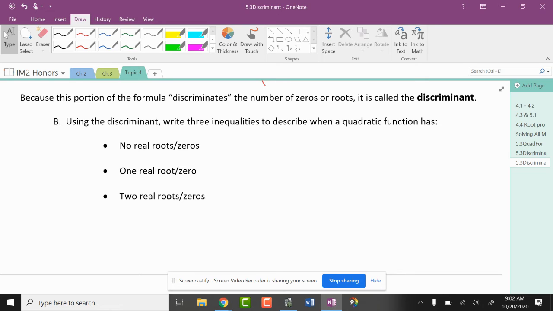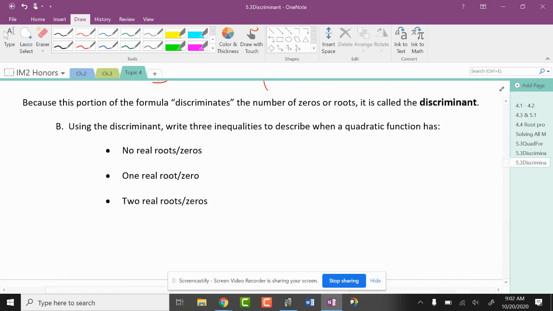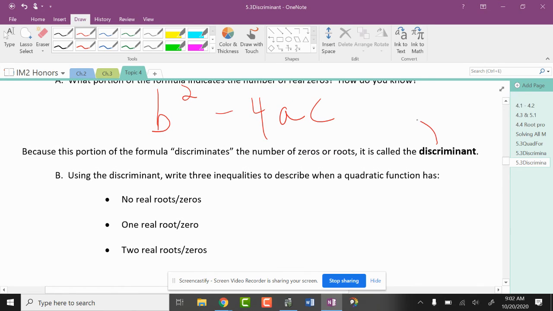That b squared minus 4ac discriminates or categorizes what kind of solutions you're going to have before you actually find the solutions, because it's underneath the square root. So write this down: this is the discriminant of the quadratic formula, because it is that part that determines what kind of solutions we are going to have. Therefore, will we have x-intercepts or not?